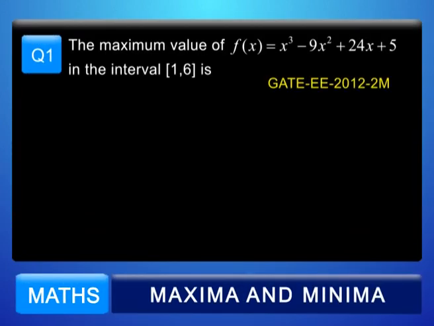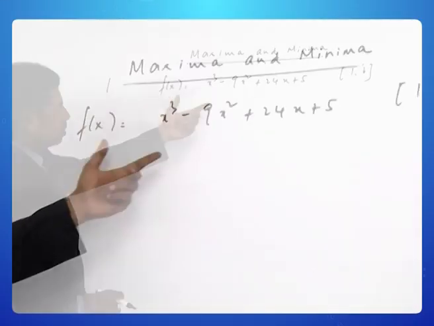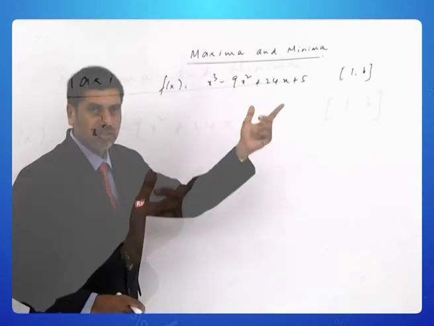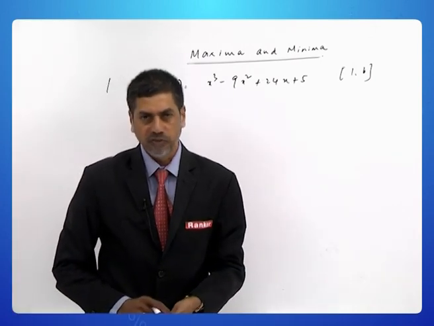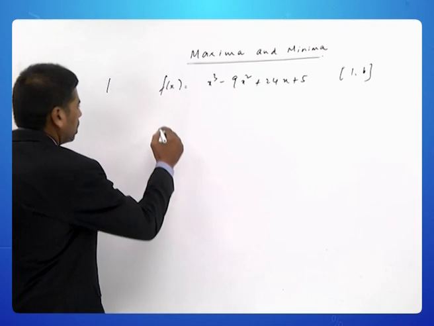Question number 1. The maximum value of f of x is equal to x cubed minus 9x squared plus 24x plus 5 in the interval 1, 6 is, the options are 21, 25, 41 and 46. So you know this is a polynomial function. A polynomial function, as all of us know, is continuous and also differentiable.